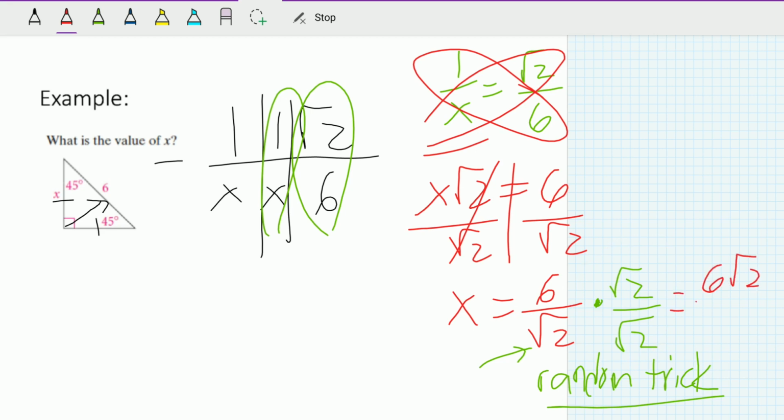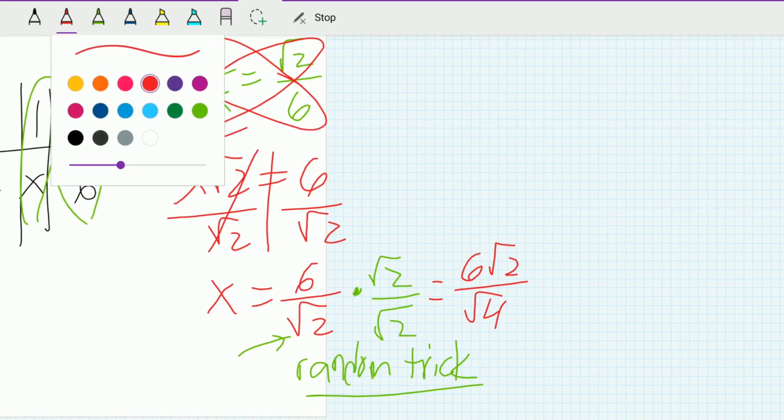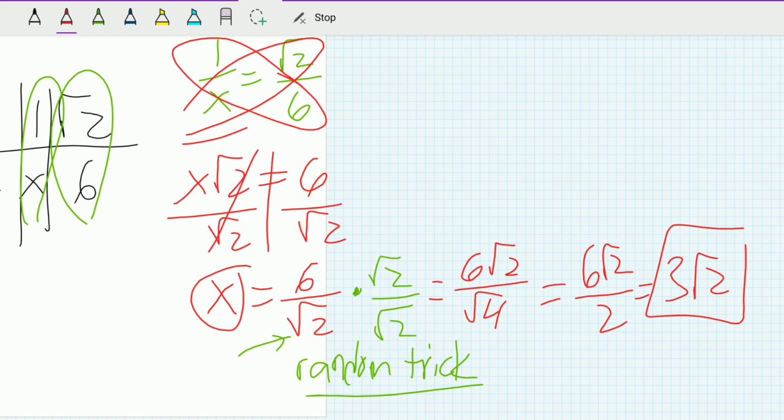So it'd be 6 square root 2 over square root 4. And then let me just give myself more space. And then that'll equal, what is that? 6 square root 2 over 2, which is equal to 3 square root 2. So then that right there is equal to x. So x is equal to 3 square root 2.